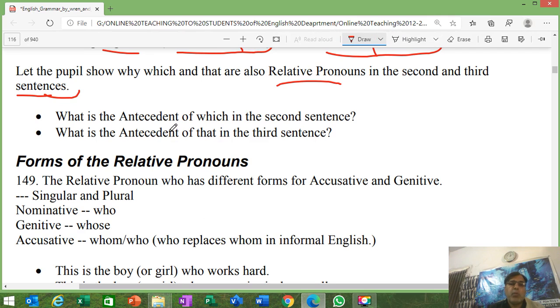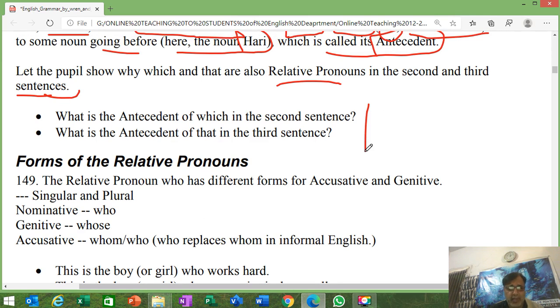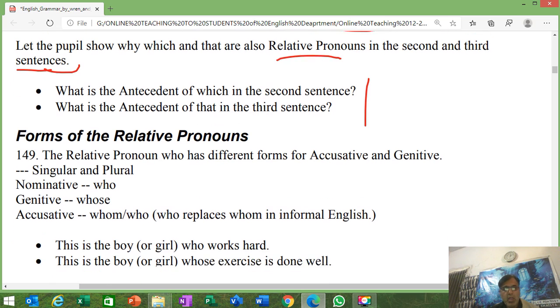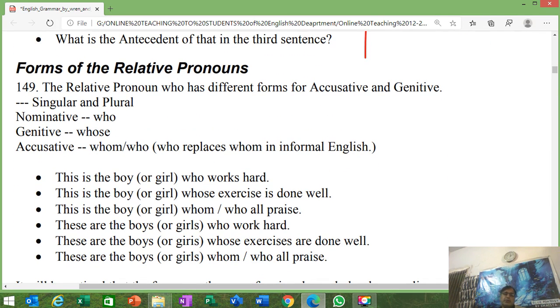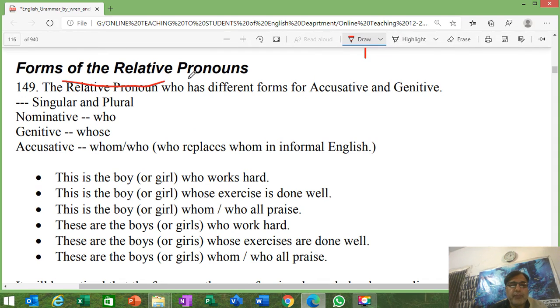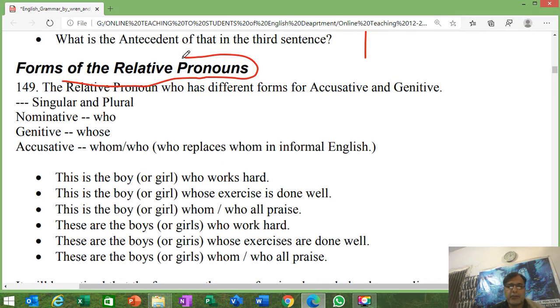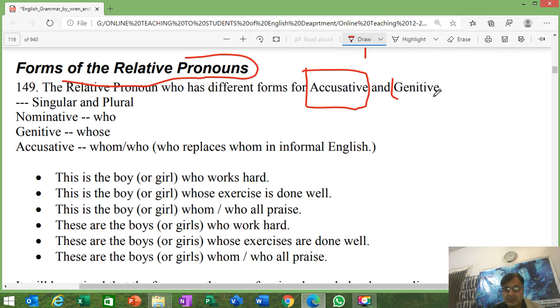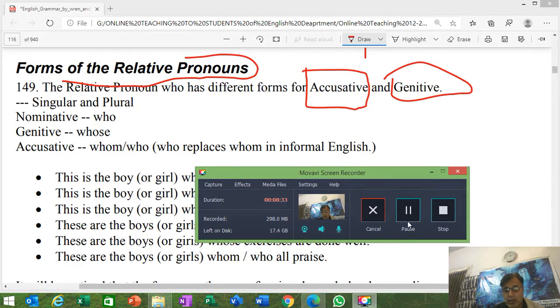What is the antecedent of which in the second sentence? These are the questions you are being asked, okay? And what is the antecedent in the third sentence? Now we are moving to the forms of relative pronouns, okay? The relative pronoun who has different forms for accusative, which has already been discussed, and genitive. I think you are getting it.